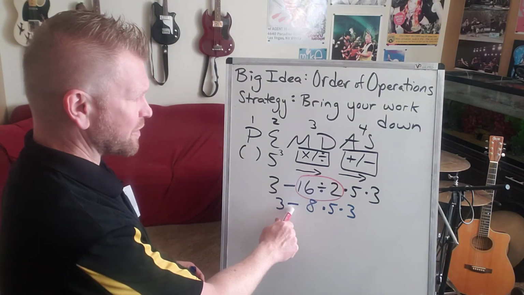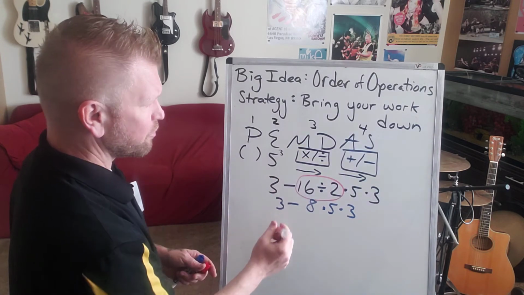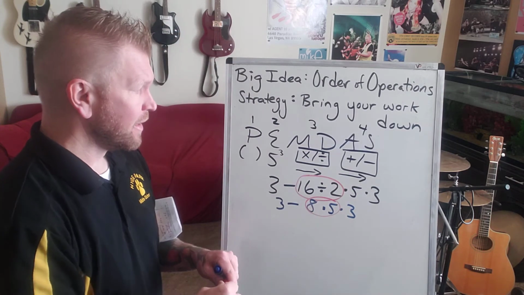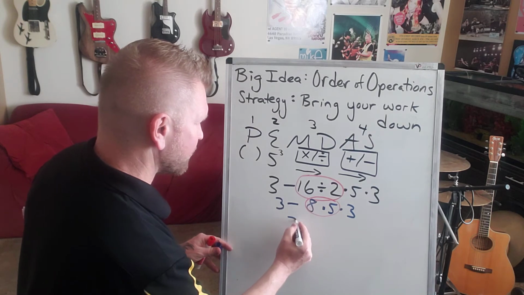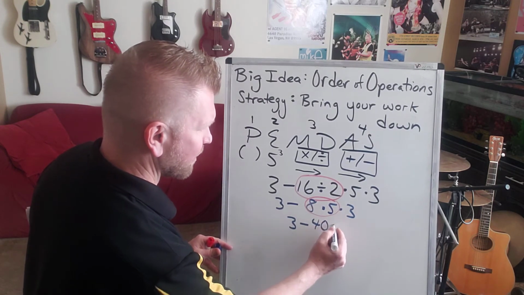All right, what should we do next? Well, we're not going to subtract because that's the last thing in the order of operations. We're still in the multiplication and division step where we're going from left to right, so we're going to do 8 times 5. 8 times 5 is 40. As you're bringing work down, you still bring down the 3 and the minus, but this equals 40, and then the times 3.